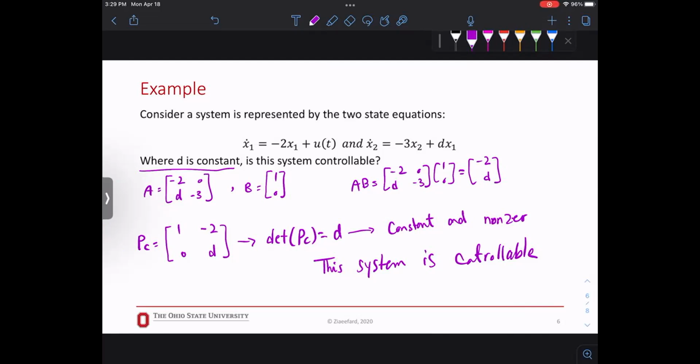The state has to appear, x dot has to be a linear combination of all the other states. If not all of them, at least one of the others. All right. So that's the meaning of controllability.